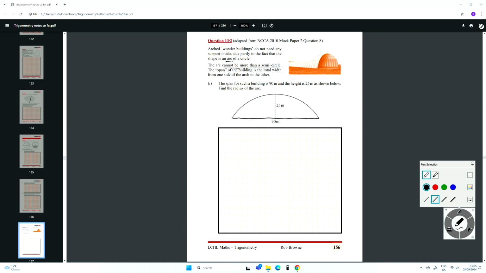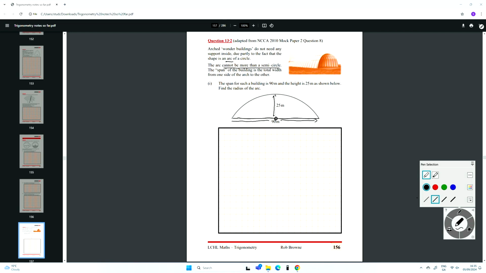So in part 1, it says the span for such a building is 90 meters and the height is 25, as shown below. Find the radius of the arc. Now, the key thing to point out to begin with is that that point down there is not the center. It couldn't be, if you think about it, because if that was the center there, wouldn't that mean that this is a radius here, going from the center to the edge, so is this, and so is this. And they would all have to be the same length, and they're not.